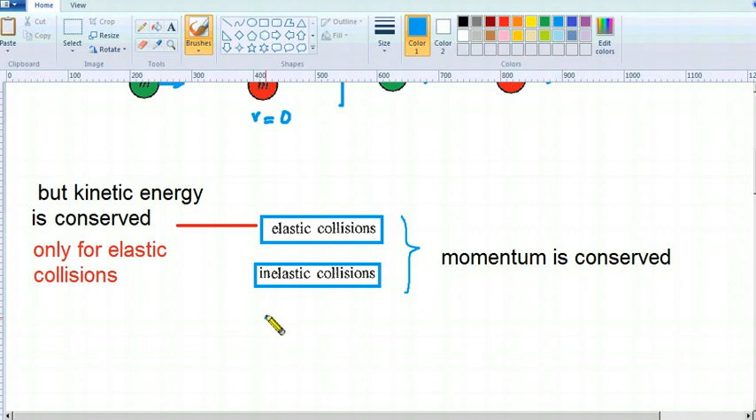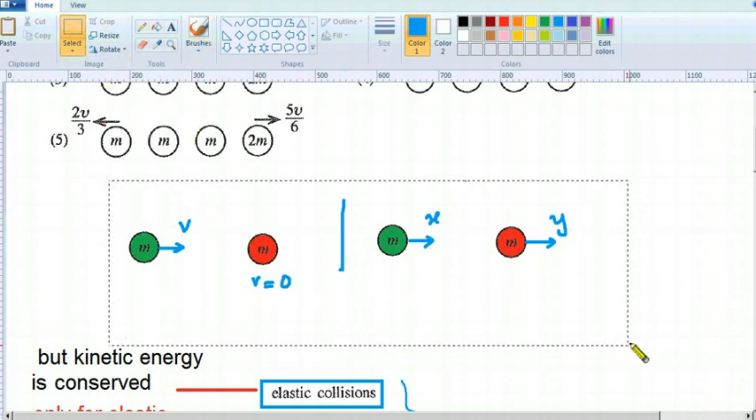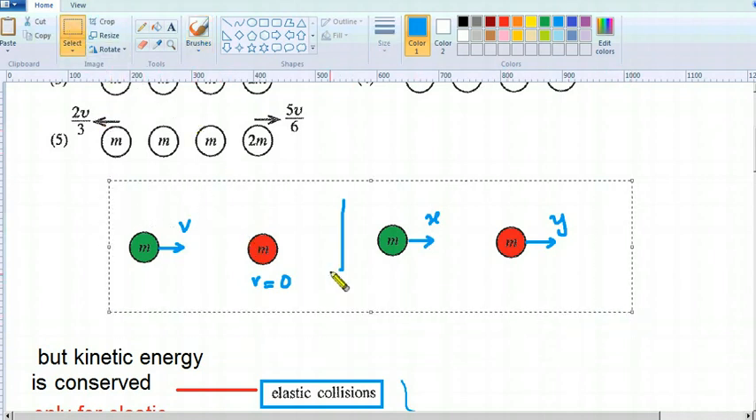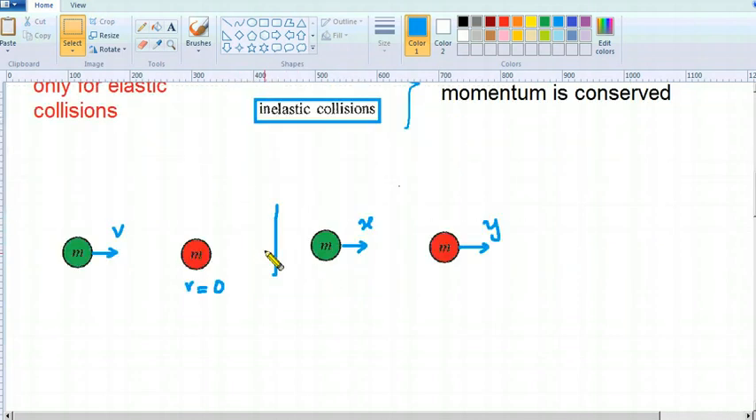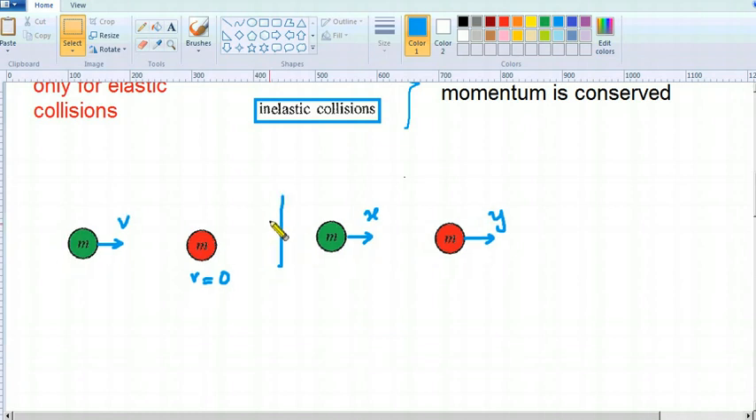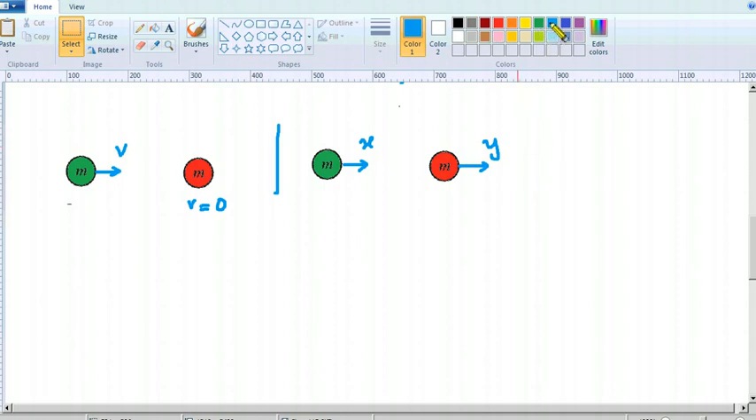So now let's apply these two rules to this system, to this first collision. I copy it so that you can see it. So let us apply linear conservation of momentum for this system.